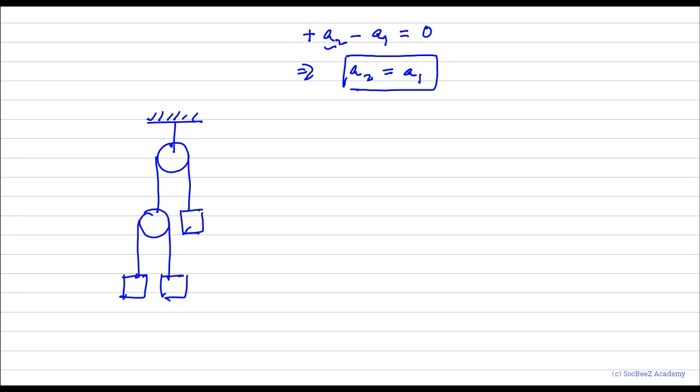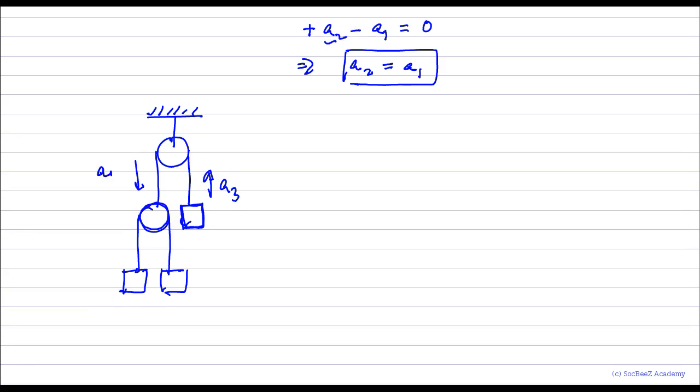Fine, so let's say this body is moving upwards with an acceleration of a3. This pulley is moving downwards with an acceleration of a4. And this body is moving with an acceleration of a2, and this body is moving with an acceleration of a1. Now let us talk about the first string first.